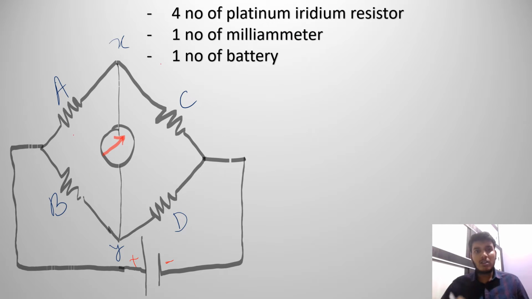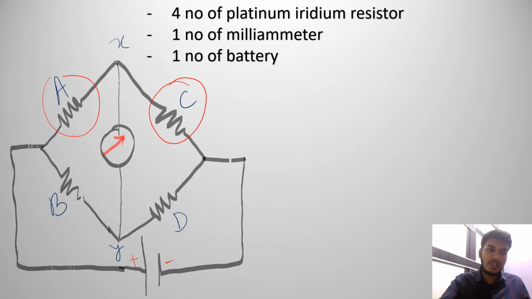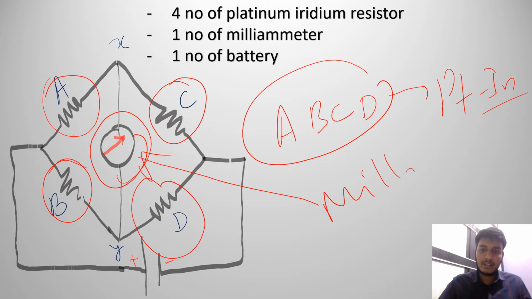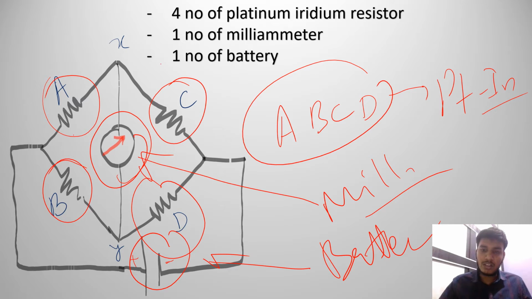Now, here on your screen, there is a Wheatstone bridge circuit drawn. In this circuit, we will be discussing the parts and then the balanced and the unbalanced condition of the Wheatstone bridge. So let's discuss the parts. The Wheatstone bridge consists of 4 platinum iridium resistors. As you can see, A, B, C and D are the platinum iridium resistors. Apart from this, it consists of a milliammeter, this is a milliammeter, and a battery. This is about the parts.